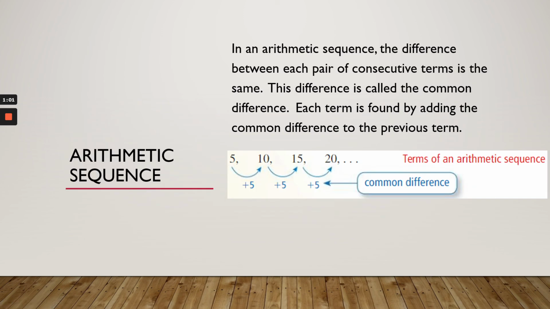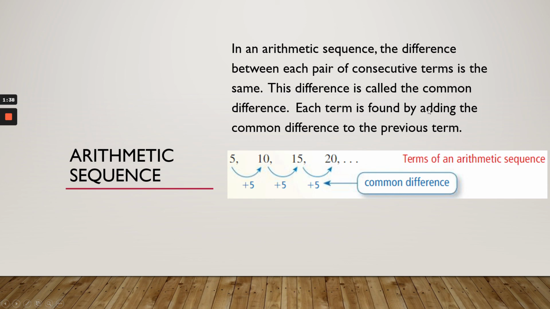In an arithmetic sequence, the difference between each pair of consecutive terms, consecutive means one after the other, is always going to be the same. So this difference is called a common difference because it's always the same. So the difference between 10 and 5, 10 minus 5 is 5. 15 minus 10 is 5. 20 minus 15 is 5. So as I get the difference, as I do the subtraction, I always get the same number, a positive 5. Hence we have a common difference.